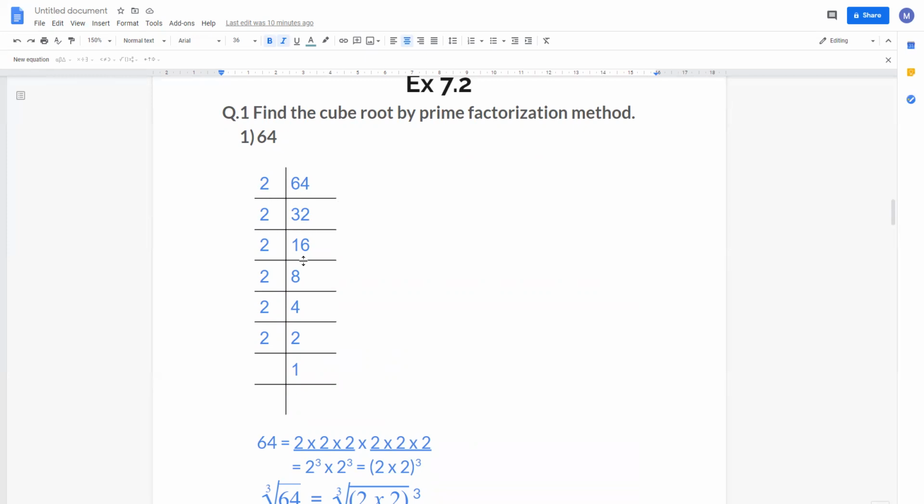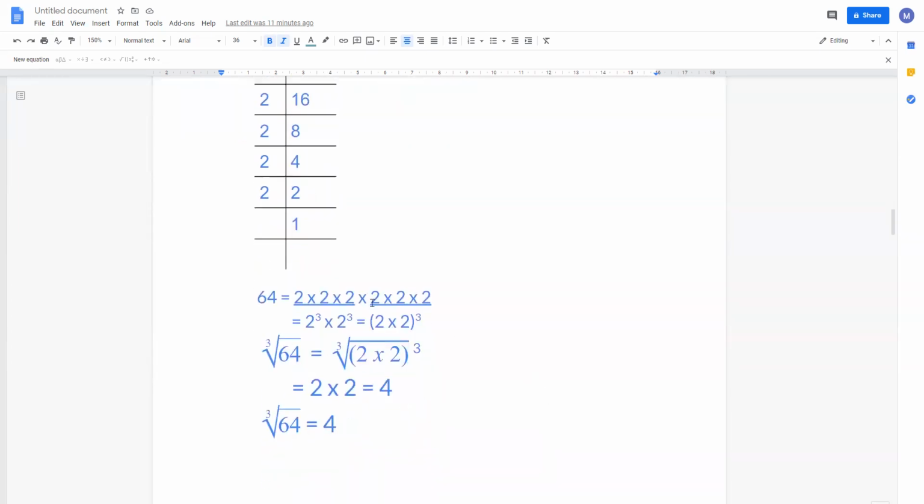32 divided by 2 you will get 16. Then again 16 divided by 2: 2 8s are 16. Then 2 4s are 8. 2 2s are 4. And 2 1s are 2. It's a very easy, small number. So we have got 2 six times as the prime factors. So 64 equals, write all the factors and multiply like that. So 2 we have written 6 times.